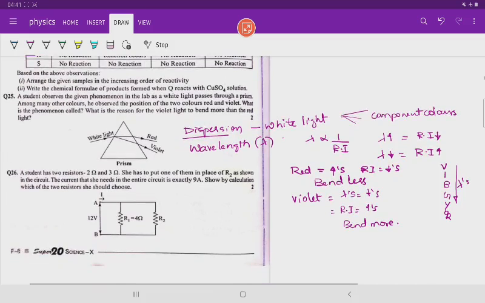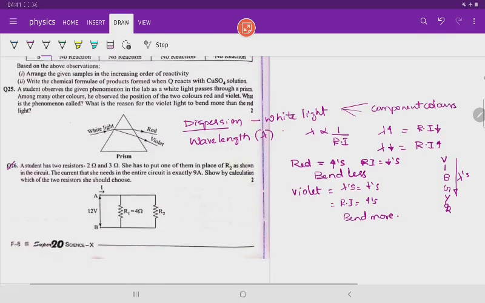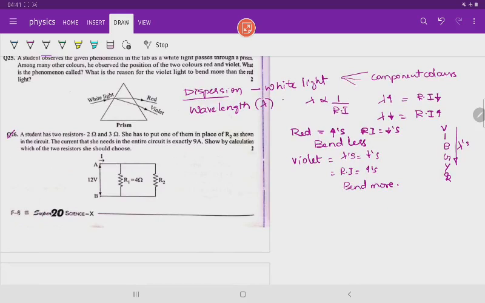We are moving on to question number 26. A student has two resistors, 2 ohm and 3 ohm. She has put one of them in the place of R2 as shown in the circuit. The current that she needs in the entire circuit is exactly 9.